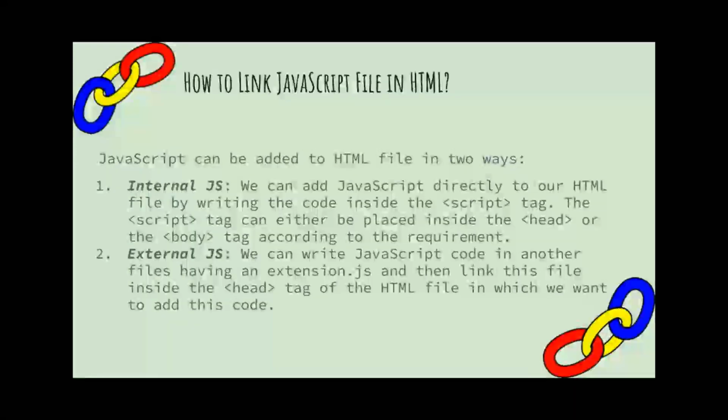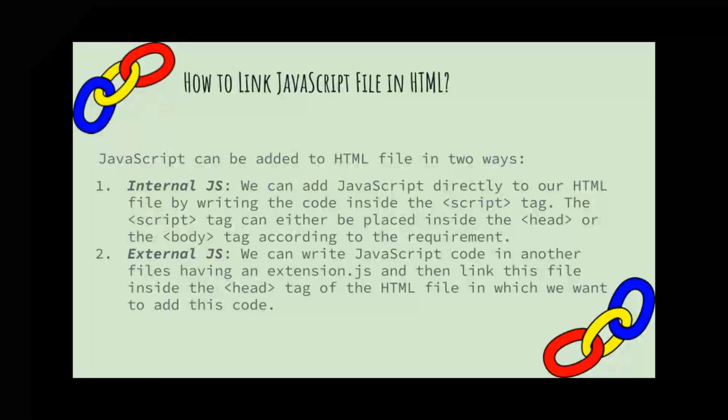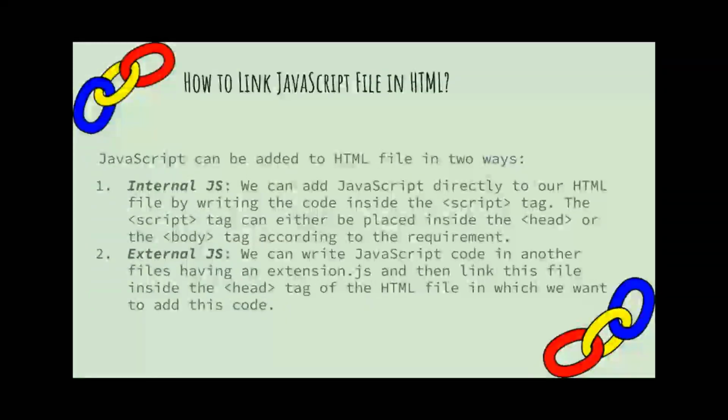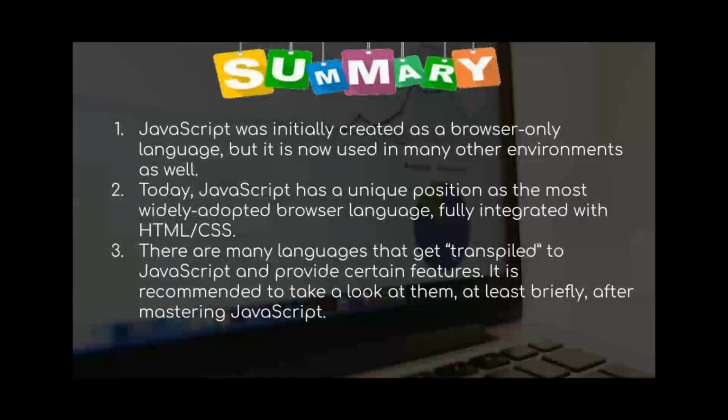Second is external JavaScript, where we create a JavaScript file with the extension .js and we include that file in the head tag of the HTML code. That is known as external JavaScript linking.